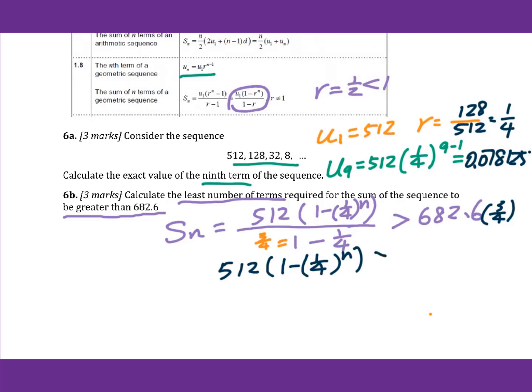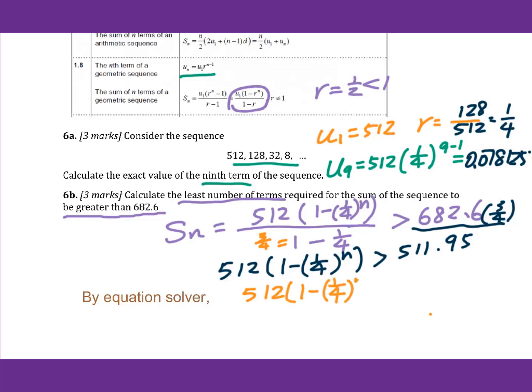Then greater than, we put it into the graphing calculator, you will get 511.95. We have to use the equation solver. So we need to change this inequality to equals 0. Therefore, you will get 512 times 1 minus 1 over 4 to the nth power minus 511.95 equals 0. You will get n equals 6.66. So this n equals 7.